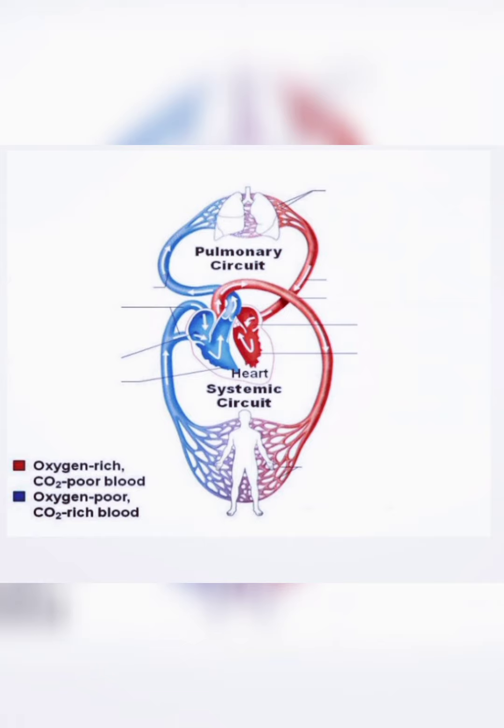Now, the heart itself is a muscle and therefore, it needs a constant supply of oxygenated blood. This is where another type of circulation comes into play, the coronary circulation. Coronary circulation is an essential portion of the circulation, where oxygenated blood is supplied to the heart.